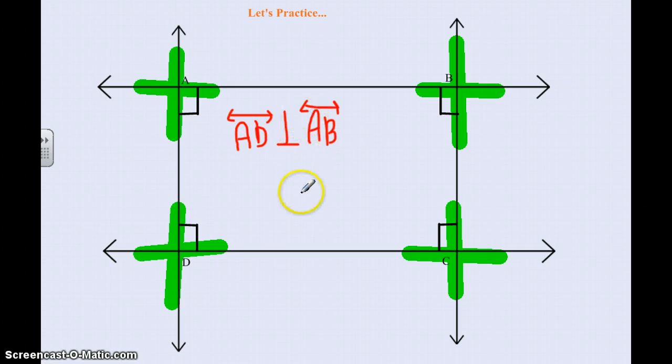Alright, let's see if we can find another one. I see another right angle here, and I know this is an intersection, so this must be perpendicular. So let's look. I have line DA here, so I'm going to write DA, and we're talking about a line here, so I'm going to put my symbol for a line. And I know it's perpendicular because I've got my right angle symbol there. And this is perpendicular to line DC. So I'm going to write that out.